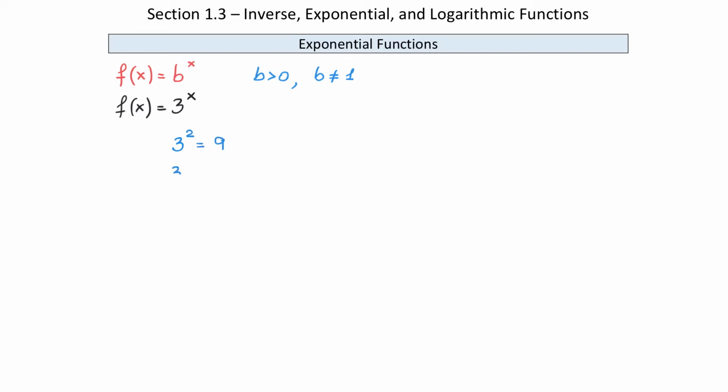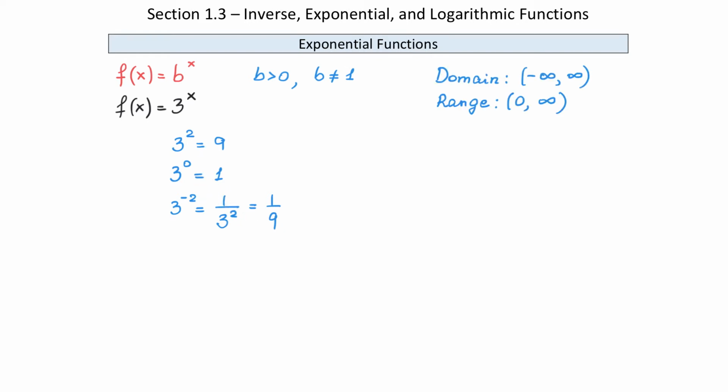If we replace x with 0, 3 to the power of 0 is 1. And if we replace x with a negative number, for example negative 2, 3 to negative 2 means 1 over 3 to positive 2, which is positive 1 over 9. So do you see how no matter what we use in place of x, the result is always positive? So again, we have that the domain of a basic exponential function is any number from negative infinity to positive infinity, and the range is any number greater than 0.